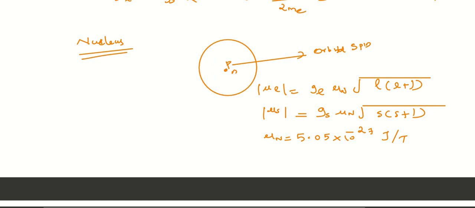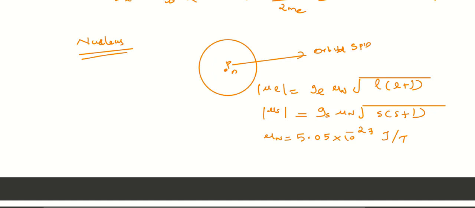The protons and neutrons have some orbital and spin motions. So for that, the orbital magnetic moment, modulus of mu L, is equal to GL mu n under root L into L plus 1. Mu s is equal to GS mu n under root S into S plus 1.